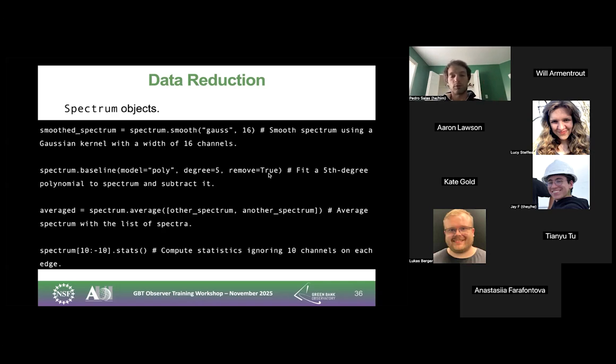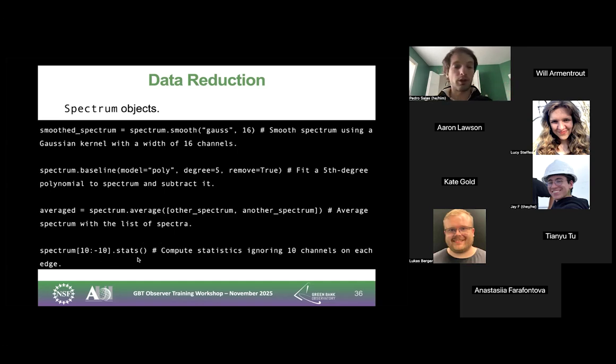And we'll hopefully work through some examples with you tomorrow and the day after. You can average spectra together, right? So you might have two polarizations or multiple spectral windows which will have the same signal. You want to average them together to reduce the noise, thus increasing the signal to noise. You can also do things like slicing of your spectrum, so you would ignore the first 10 channels and the last 10 channels.